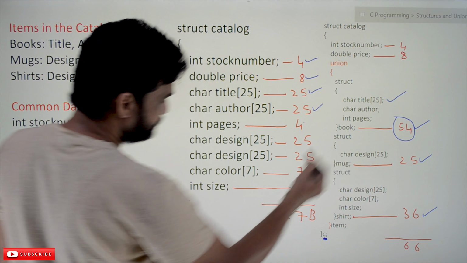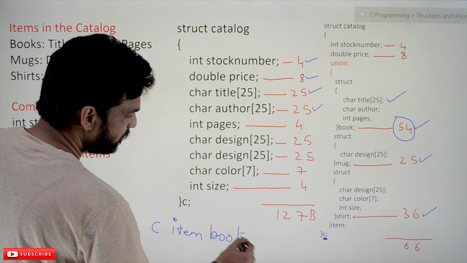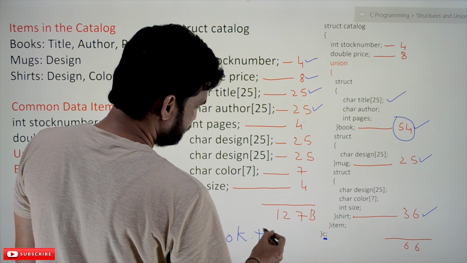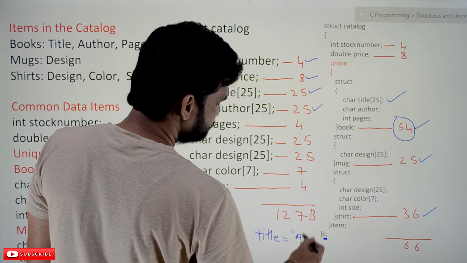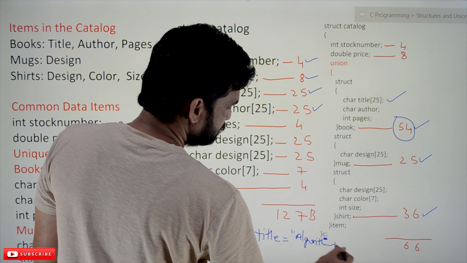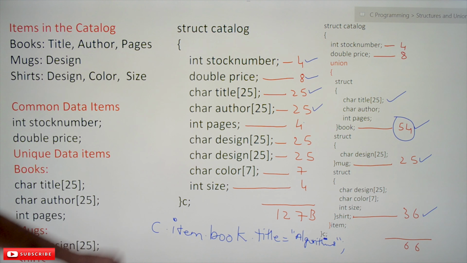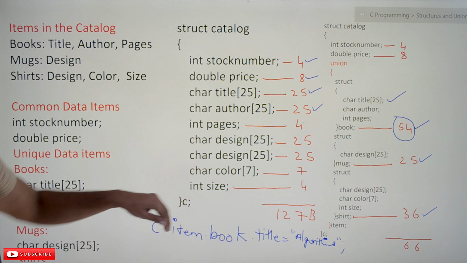So in the item we are going to go for book item dot book dot title is equal to algorithms. So this dot operator can be used for any levels. So these many dots can be used, these dot operators can be used to any level.